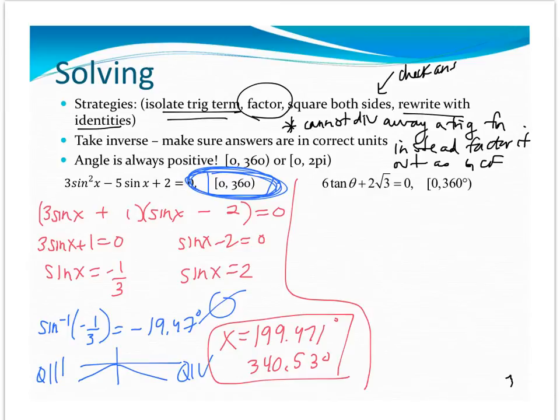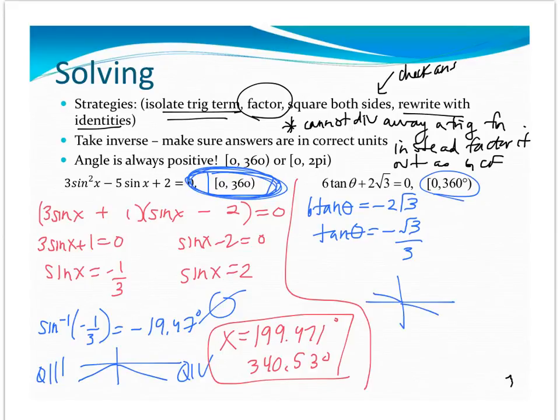For the problem on the right-hand side, we want to go ahead and isolate our tangent function. Since there's only one function here, we can go ahead and isolate it easily. So 6 tan theta equals negative 2 root 3, divided by 6. And we get tan theta equals negative root 3 over 3. Again, we are in degrees. So tangent is negative in quadrants 2 and 4. And this will happen at 150 degrees and 330 degrees.